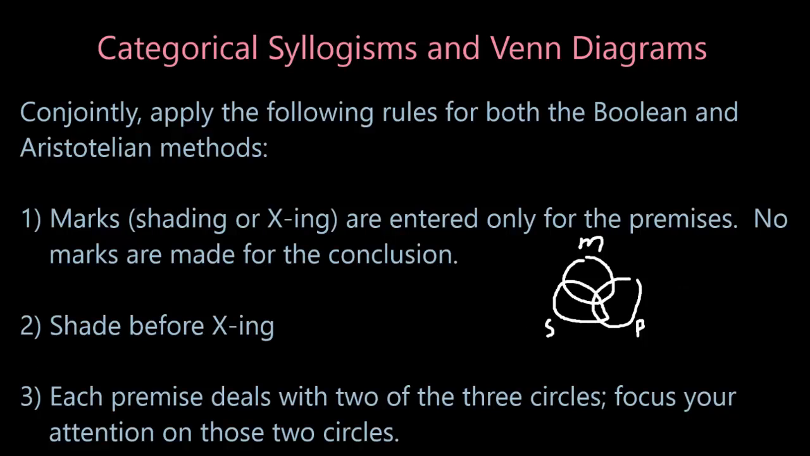So depending on the proposition that we're looking at, whether it's the premise or the conclusion, it's only going to be dealing with 2 of the circles at any given time. And so you can just focus on the 2 circles in play, instead of that 3rd circle when you're doing the diagramming.